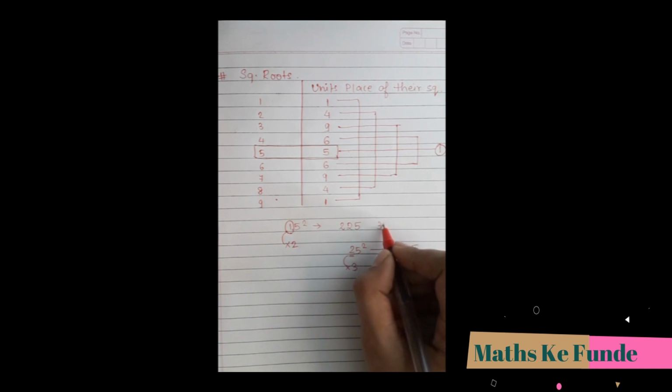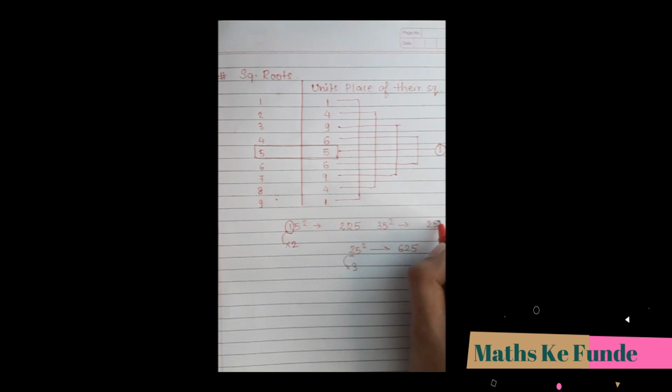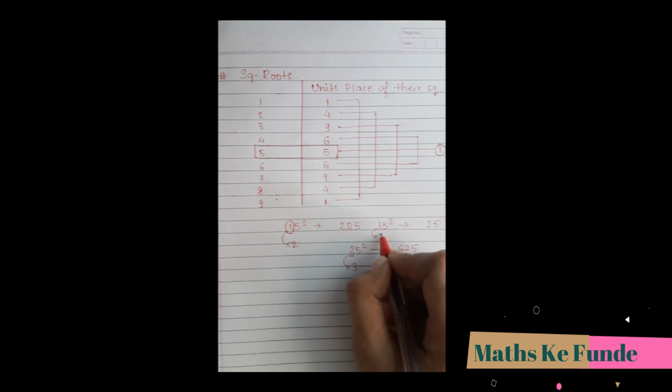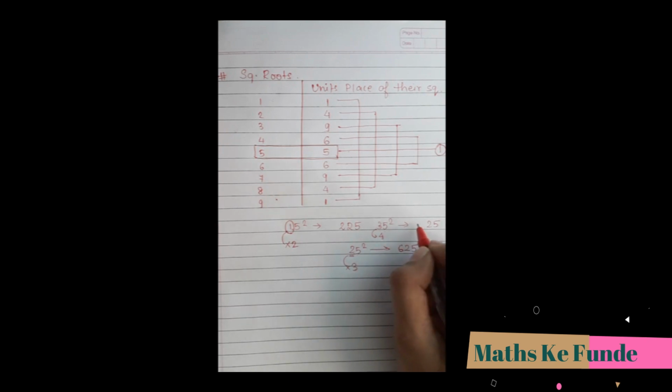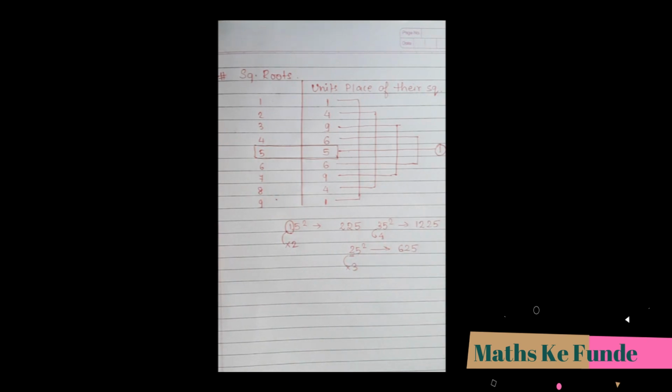Let's try one more. 35 square. So again 5 square, 25. 3 multiplied by the next digit, that's 4. 3 into 4 will give me 12. So my answer is 1225. I hope this method is clear.